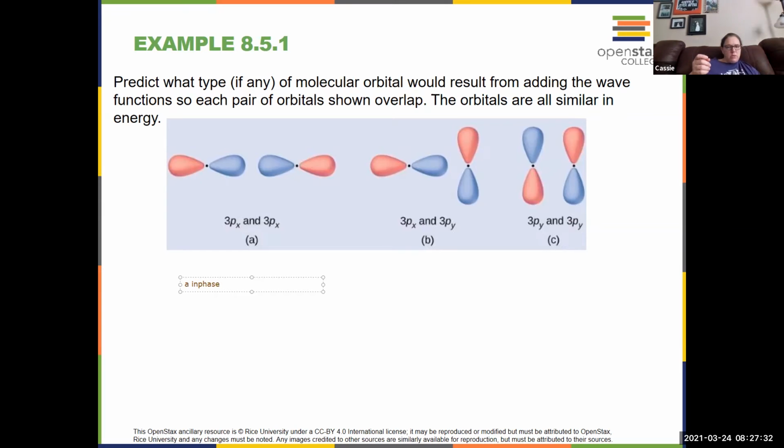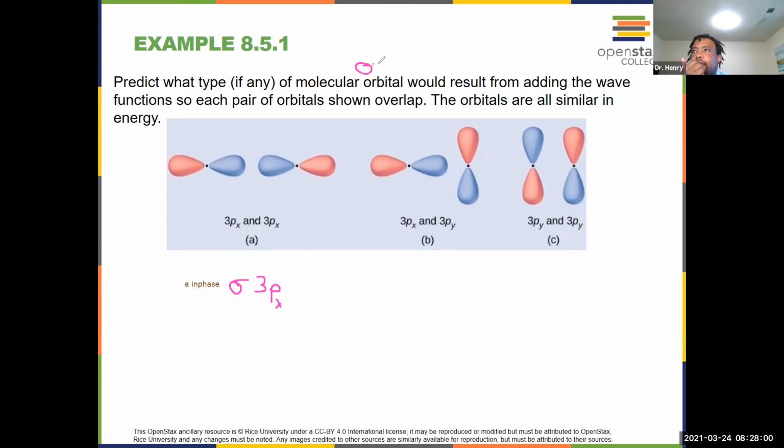Sigma S, right? So it's a sigma 3. I have to draw it because sigma 3px. Okay, so that would be a sigma 3px, and it would be bonding, right? And the way that we signify anti-bonding, we put a star on it. So this guy means anti-bonding.